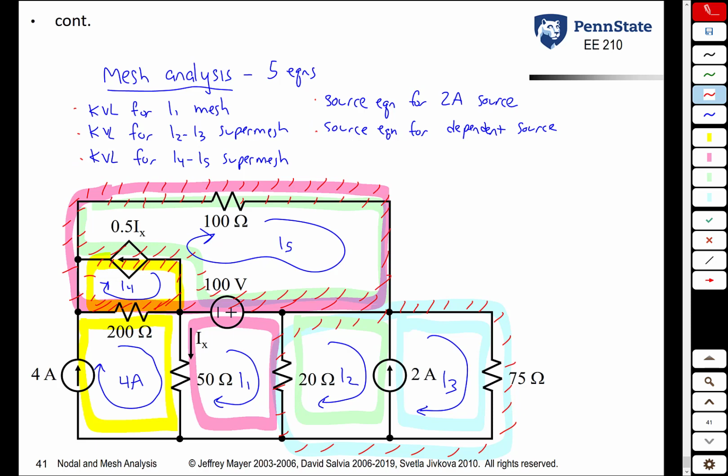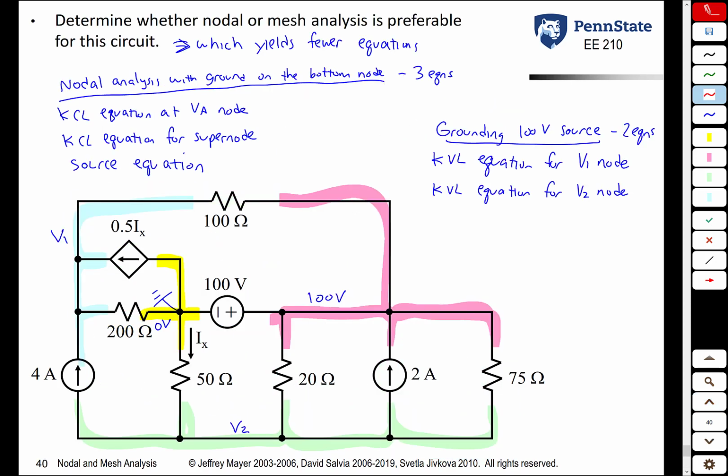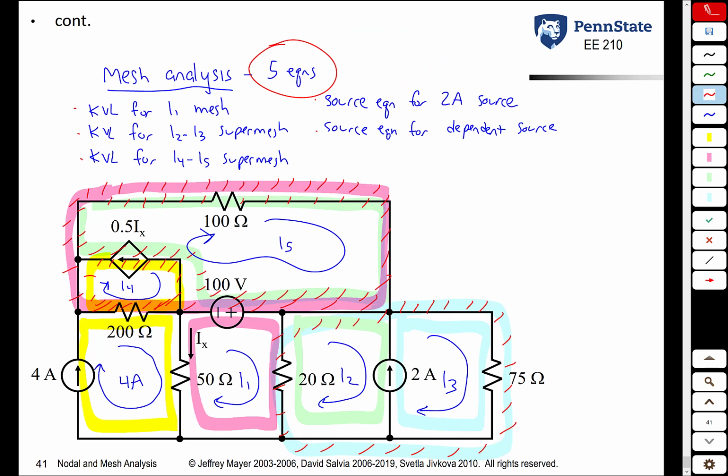So if you look at this problem here, you can do 5 equations and 5 unknowns for mesh analysis. You can do 3 equations and 3 unknowns with nodal analysis and ground on the bottom. Or if you judiciously choose your ground node, you can get by with 2 equations and 2 unknowns. One of the nicest things about nodal and mesh analysis is when you're practicing these algorithms, you basically can get 2 for the price of 1. So for example, if you have an example done using nodal analysis, guess what? You can redo that example using mesh analysis. Your final answers are going to be the same. All the currents and all the voltages are the same regardless of the method that you use.